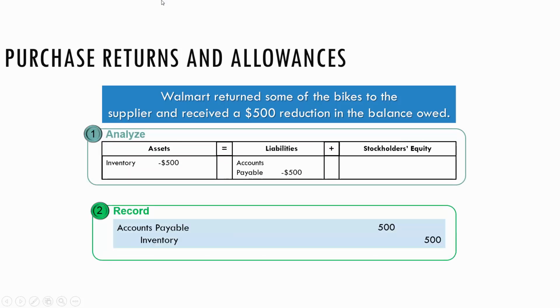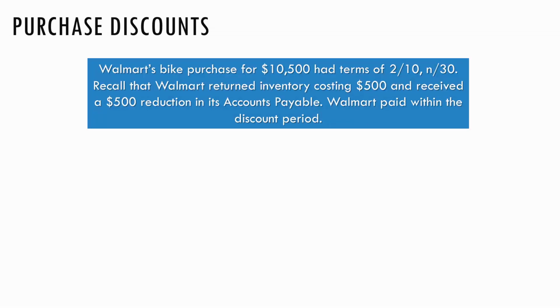The journal entry then is really the reverse of when we purchased the merchandise. When we purchased it, we had a debit to inventory, we had a credit to accounts payable. Here we have the opposite. We have a debit to accounts payable, credit to inventory. So we're reducing the amount we owe this particular supplier.